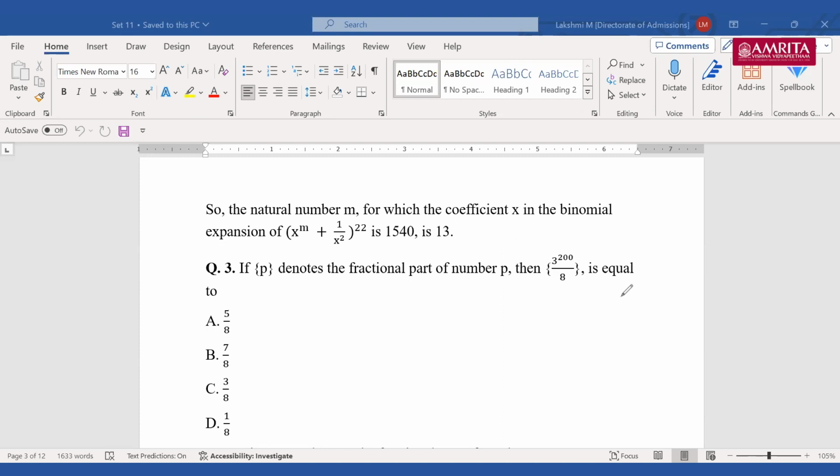Almost all of them are previous year questions only. There are some mix. It's JEE as well as AEEE. Some of the questions that we'll be discussing today are previous year AEEE, and some of them that we are discussing today are previous year JEE. So if P denotes the fractional part of number P, then 3 raised to 200 by 8 is equal to.